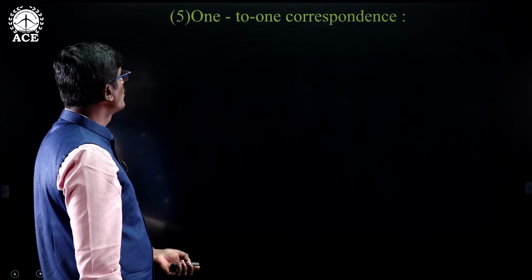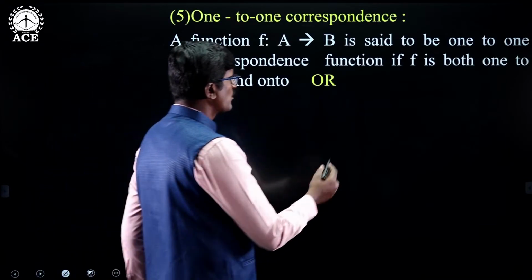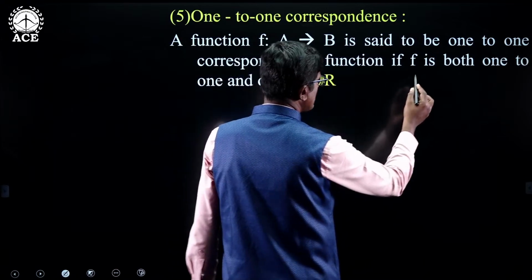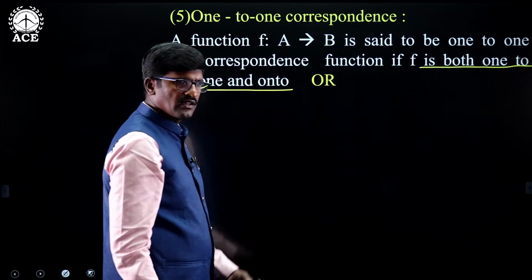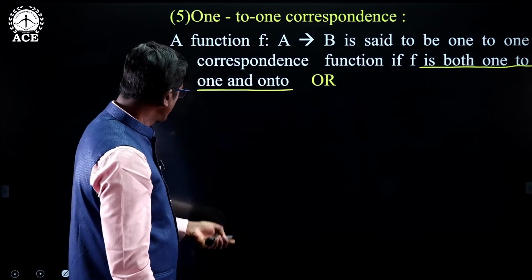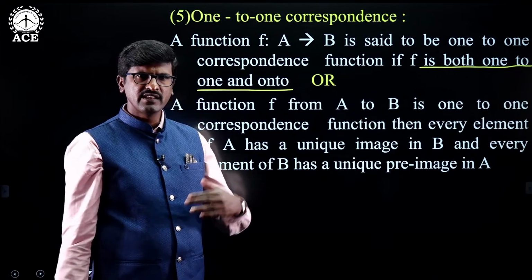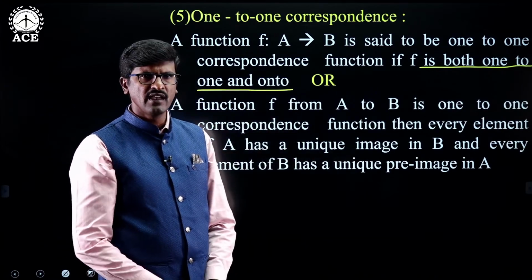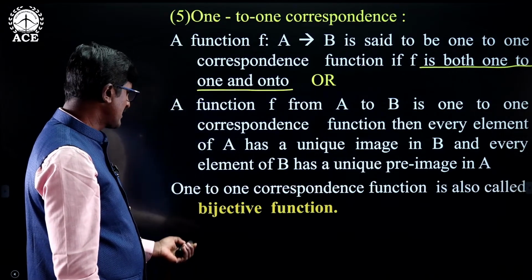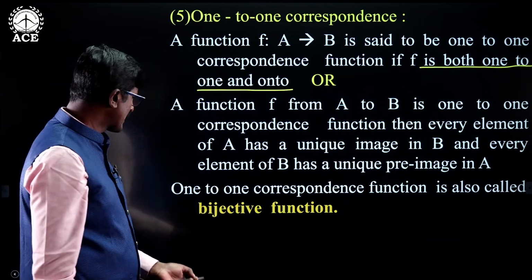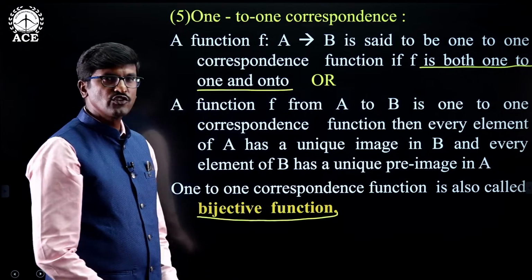Now I'll see what is one-to-one correspondence. One-to-one correspondence means a function which is both one-to-one and onto. Any function, if it is both one-to-one and onto, then it is called one-to-one correspondence. And another definition for this is, for every element in set A, there is a unique image in set B, and for every element in set B, there is a unique pre-image in set A, then that is called one-to-one correspondence. The one-to-one correspondence is also called a bijective function.